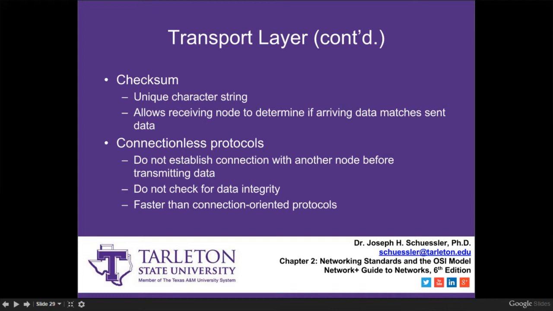On the connectionless side of things, a connection is not established before data is sent. Rather, a best effort is made. We send out our data packet and we hope that it's going to be received at its destination. There are reasons why we might want to do this. UDP uses this, for example.